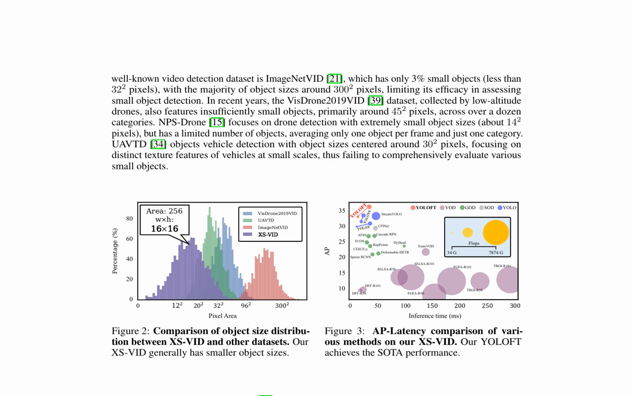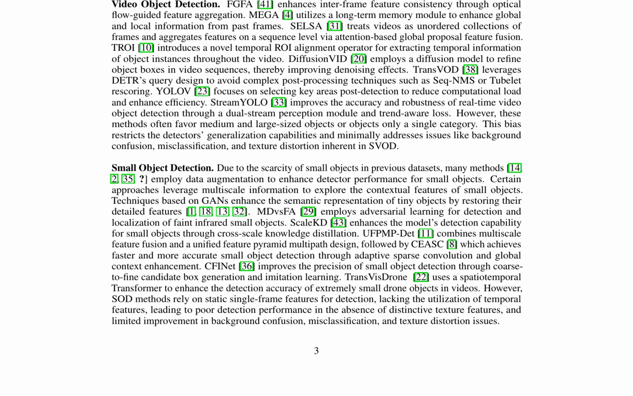datasets. State-of-the-art video object detection methods, such as FGFA, MEGA, SELSA, TROY, Diffusion VID, Trans-VOD, YOLOFT, and StreamYOLO, often favor medium and large-sized objects or objects from a single category, limiting their generalization capabilities and failing to address issues like background confusion, misclassification, and texture distortion inherent in small video object detection.